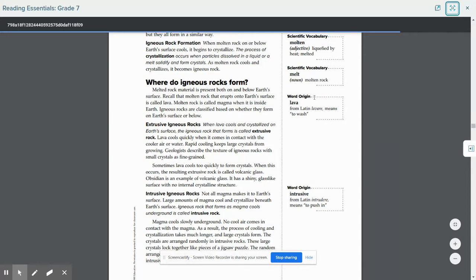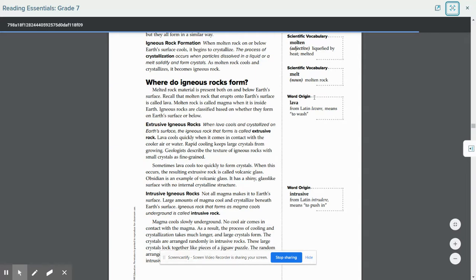Sometimes lava cools too quickly to form crystals. When this occurs, the resulting extrusive rock is called volcanic glass. Obsidian is an example of volcanic glass. It has a shiny glass-like surface with no internal crystalline structure.